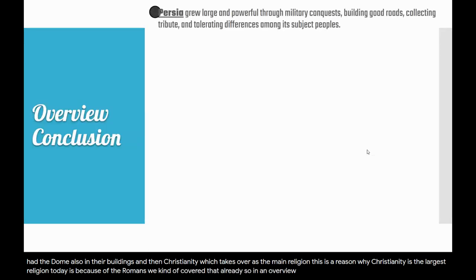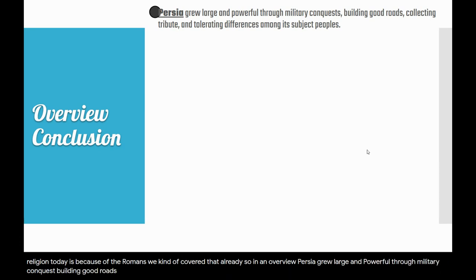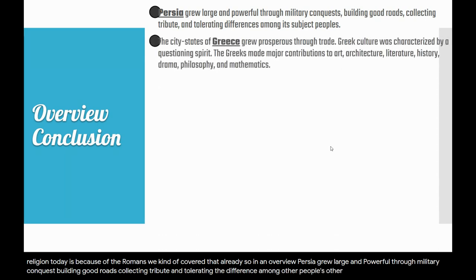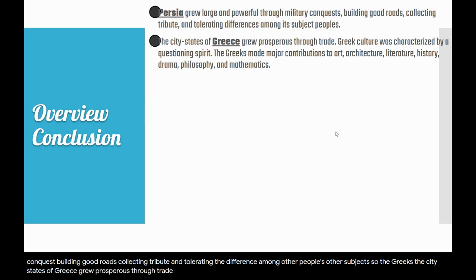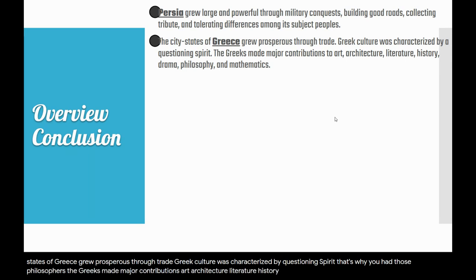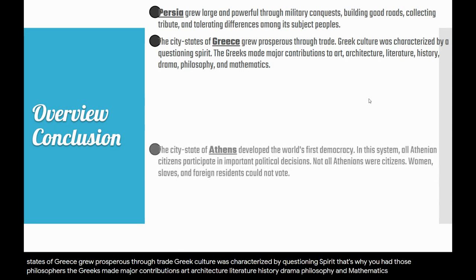So in an overview, Persia grew large and powerful through military conquest, building good roads, collecting tribute, and tolerating the differences among other peoples, other subjects. The city-states of Greece grew prosperous through trade. Greek culture was characterized by a questioning spirit. That's why you had those philosophers. The Greeks made major contributions: art, architecture, literature, history, drama, philosophy, and mathematics.